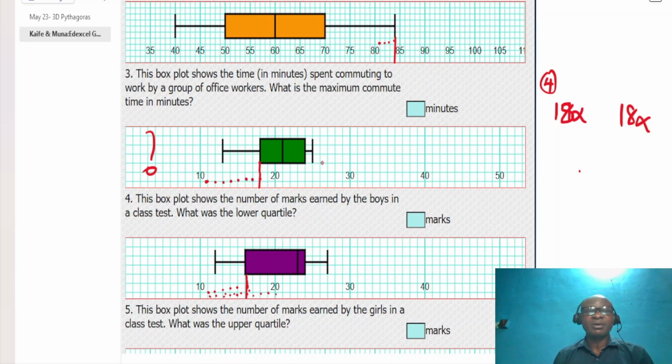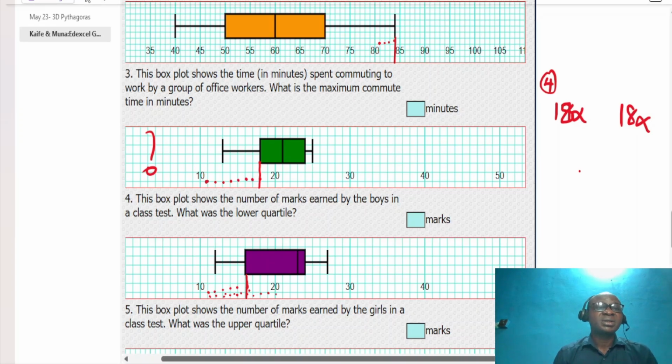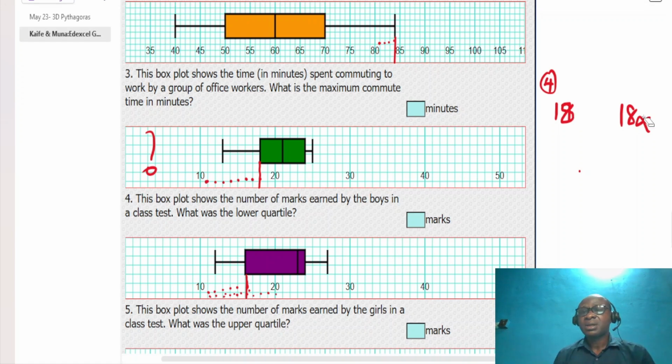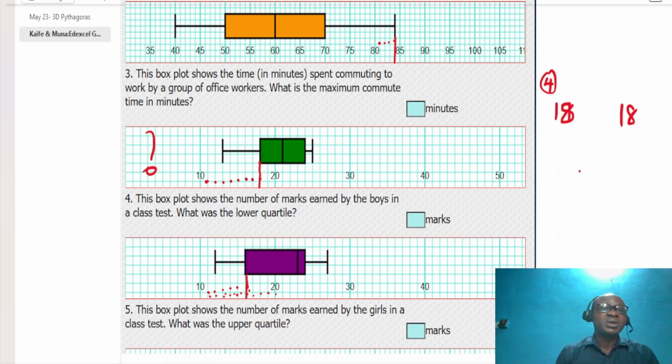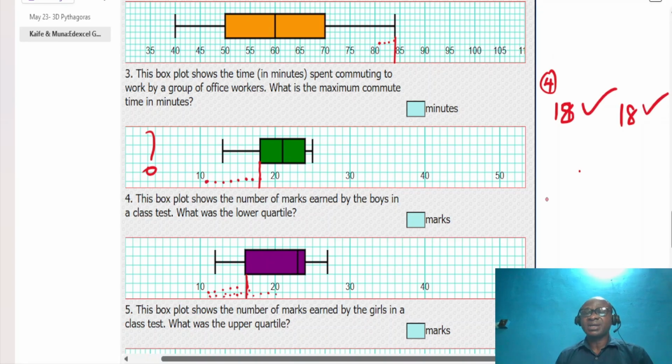Both of you are correct. Ignore what I said earlier. That was my bad. I remove it. Then we tick it. We mark it correct. So your number 4 is correct. 18 is accurate.